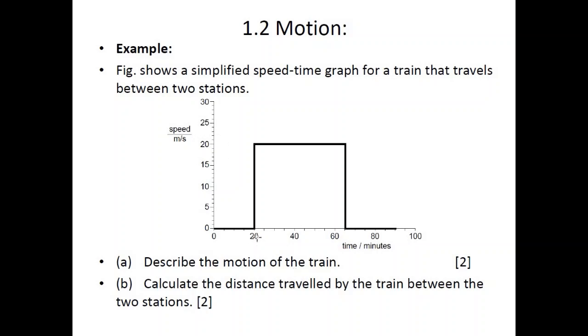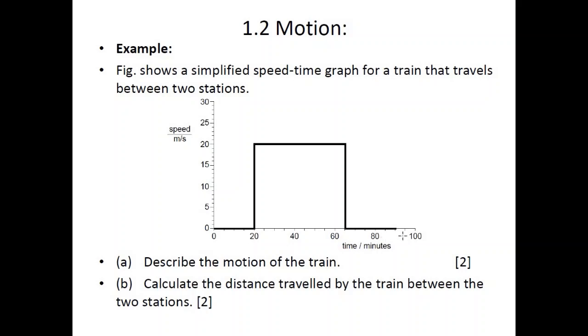The train was at rest for 20 minutes, then it moved at a constant speed of 20 meters per second for how much time? 20 minutes, 40 minutes, 45 minutes. This is the 5 mark: 60, 65, 70, 75, 80. So for the next 45 minutes it traveled at a constant speed of 20 meters per second, and then it came to rest for the next 5, 10, 15, 20, 25 minutes.